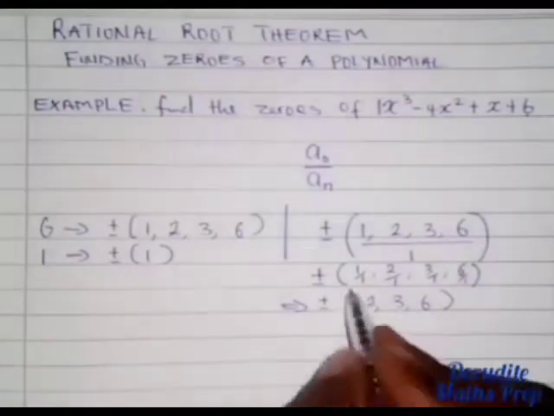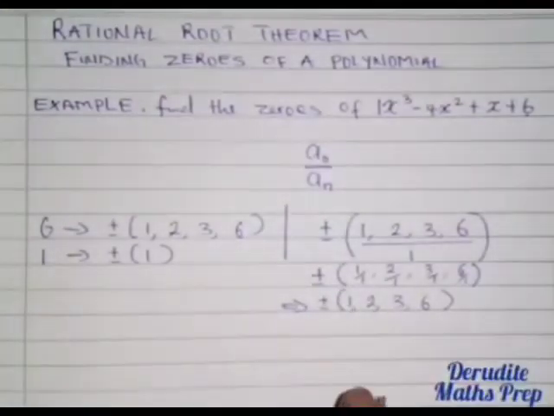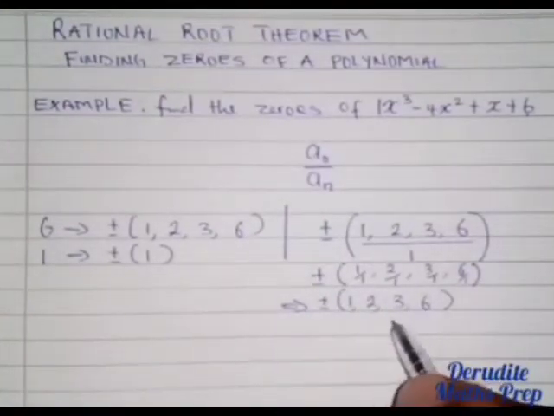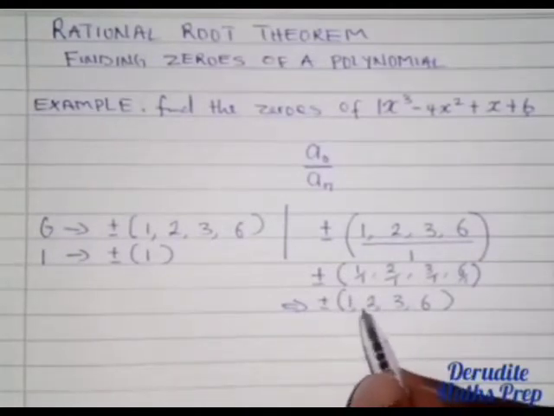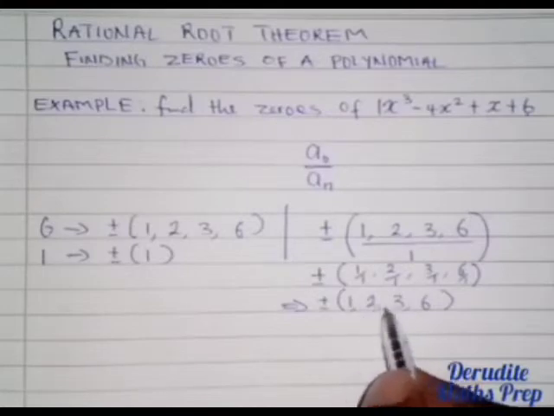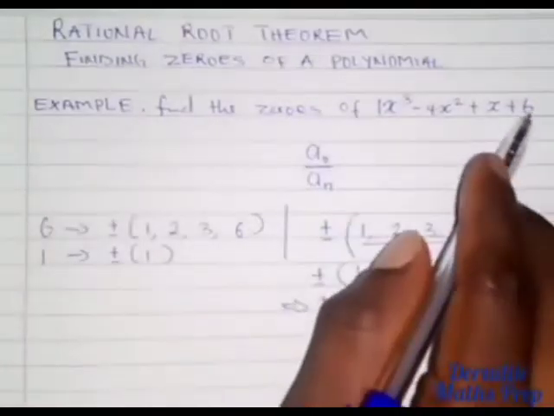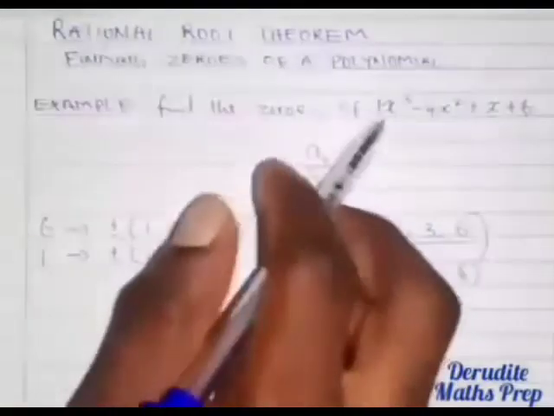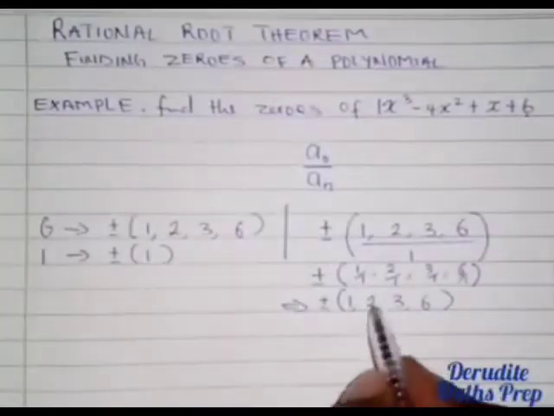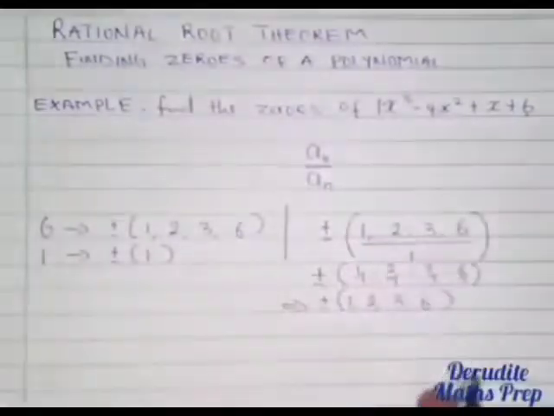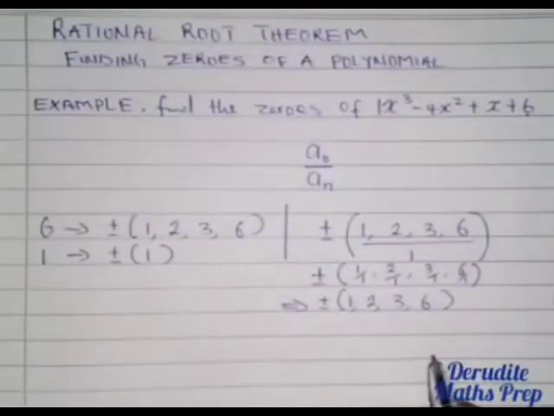So what we've just done here is we have gotten the list of the possible roots. The roots refer to the zeros of the polynomial. So the zeros of this polynomial must be one of these numbers here, which was gotten from the factors of the constant term a sub 0 and the factors of the leading coefficient a sub n. So let's put each of these values into the polynomial and check which of them will give us 0. Any one that gives us 0 is a root of the polynomial.